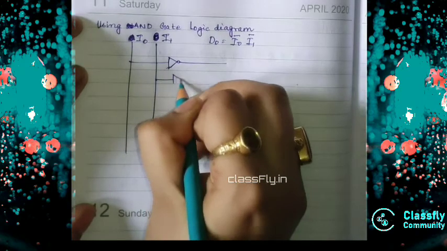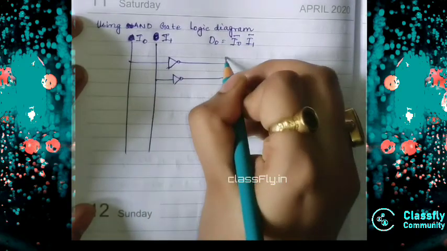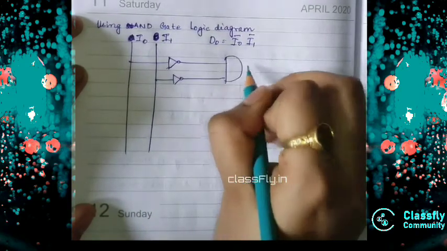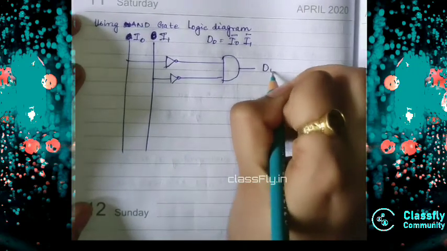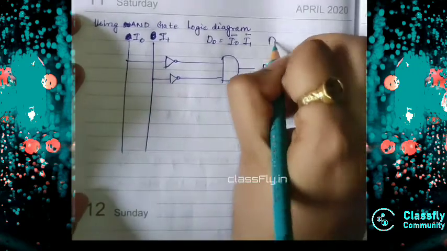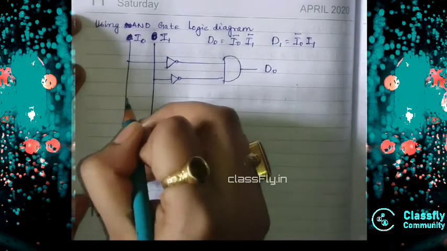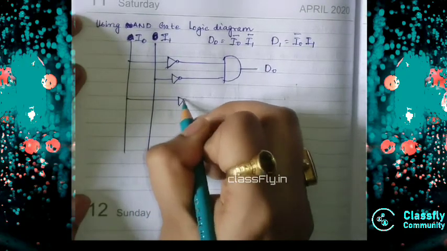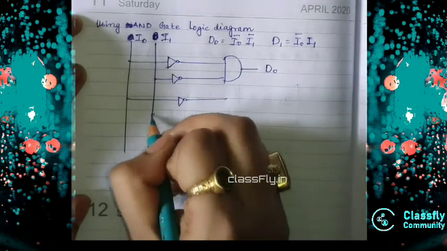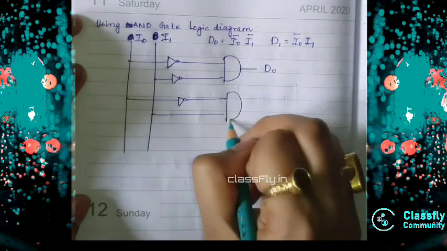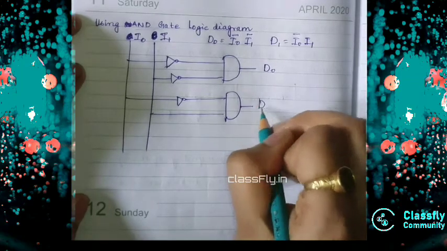Similarly for I1 also we will take like this, and then we will give an AND here and give it as D0. And for D1 it was I0 bar and I1, so we will take I0 bar and only I1, and I will represent this as D1.